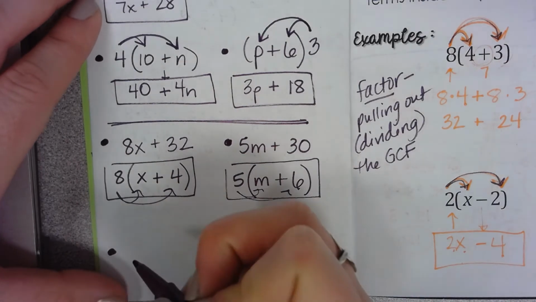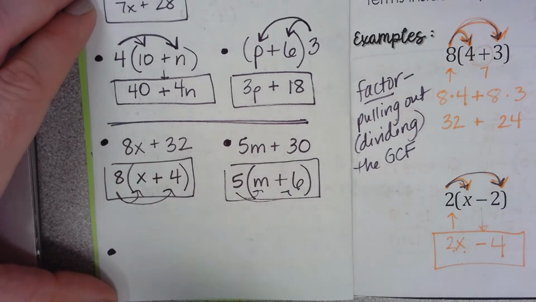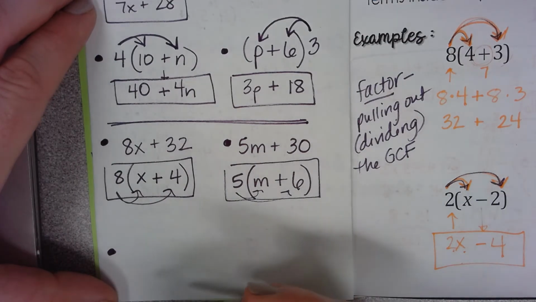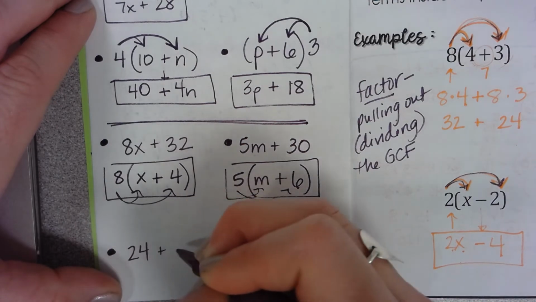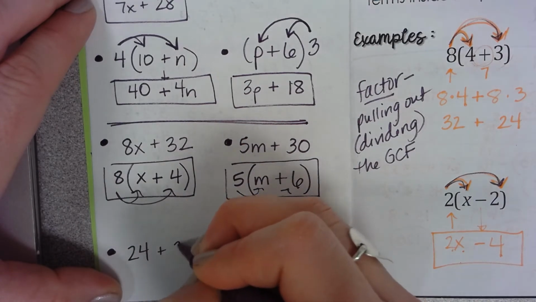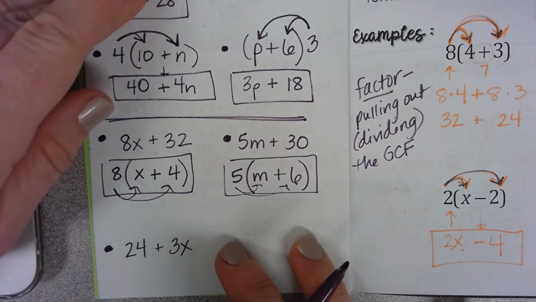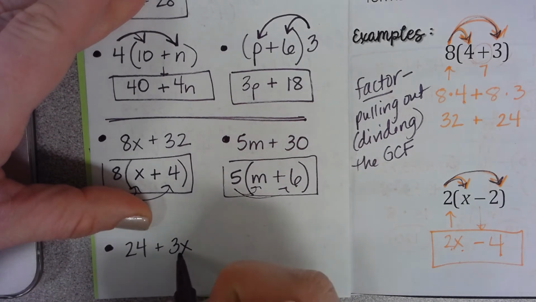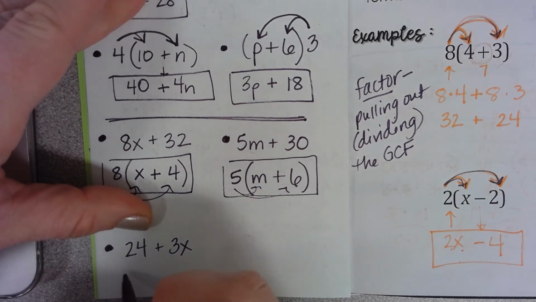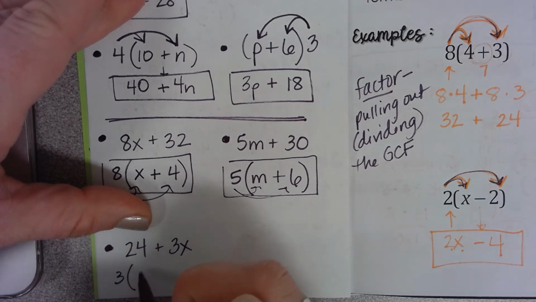Same concept, same process, but we're just going to flip-flop these two terms around. So if I'm given 24 plus 3x, and I was asked to simplify that expression or factor that expression, what I'm going to do is divide each one of these by my GCF. So when I do that, I pull this outside number, outside the parentheses. My GCF of 24 and 3 is 3. Divide that and I get 8.